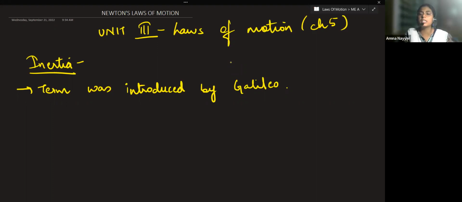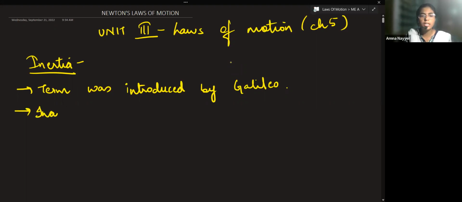Inertia is not a force that is occurring on you, which is pulling you or pushing you. Inertia is a property. We name this tendency, the tendency of us to resist the state, as inertia. Got it? So inertia is not a new term. In your lower classes, all of you must have heard of the term inertia.